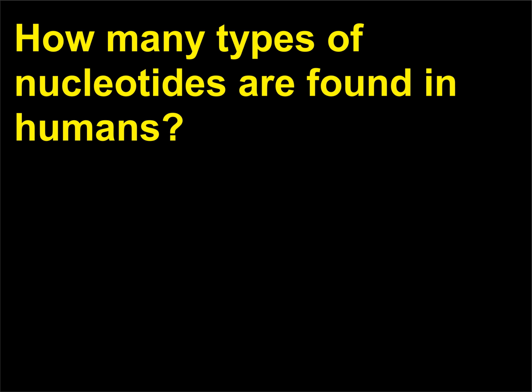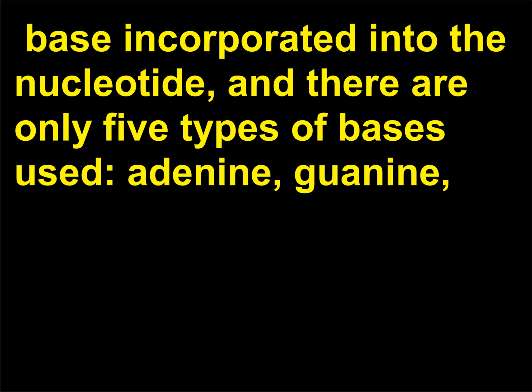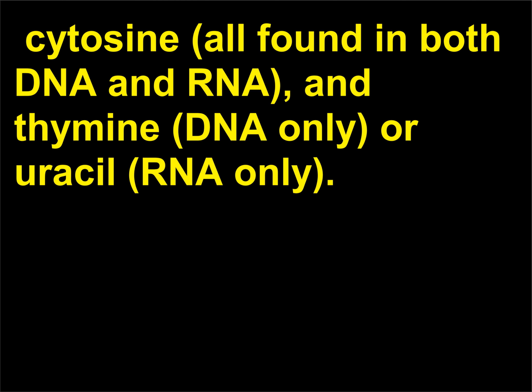How many types of nucleotides are found in humans? Nucleotides are named for the nitrogenous, nitrogen-containing base incorporated into the nucleotide, and there are only 5 types of bases used: adenine, guanine, cytosine, all found in both DNA and RNA, and thymine, DNA only, or uracil, RNA only.